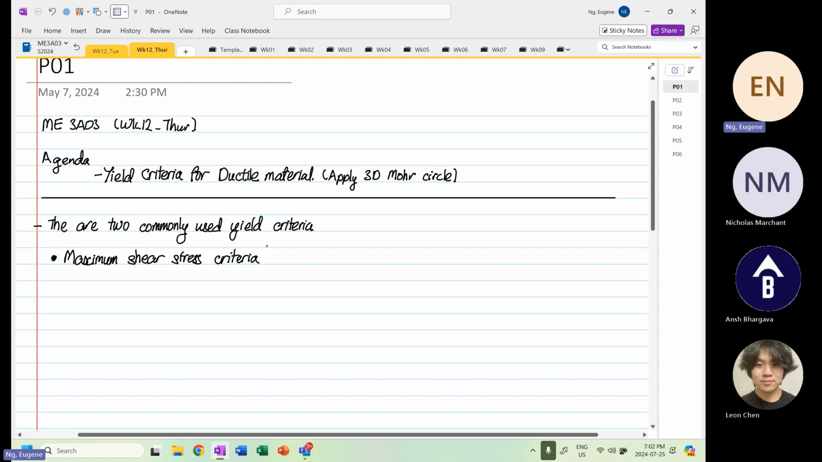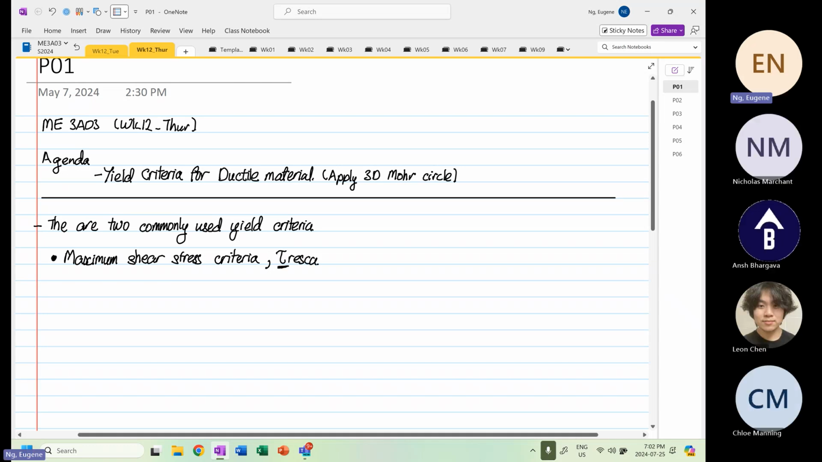And the maximum shear stress criteria is also known as Tresca. Okay, Tresca, I like to use the word tau to remind you that it's based on shear. And the second one is based on maximum distortion energy criteria. Okay, so another word for it is von Mises.